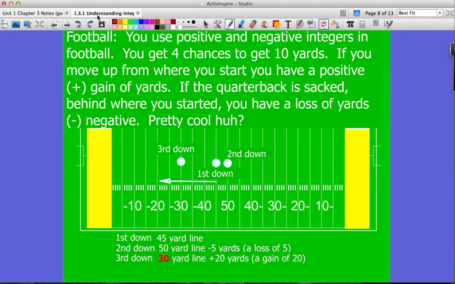Relating this back to football, again, when you're talking about the situations, you're talking about a positive or a negative set of yards. So in this situation, you get 4 chances to get 10 yards. If you move up from where you start, you have a positive gain of yards. If the quarterback is sacked behind where you started, or you fumble and it goes back, it's a negative. So even though you really don't hear it like that on TV, when they're saying a loss of 30 yards, it is a negative 30 yards. So when they're taking stats, that's what they're putting down.